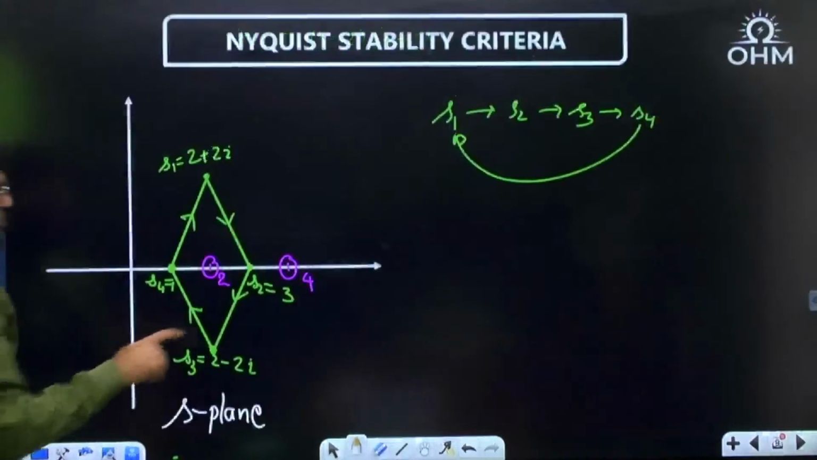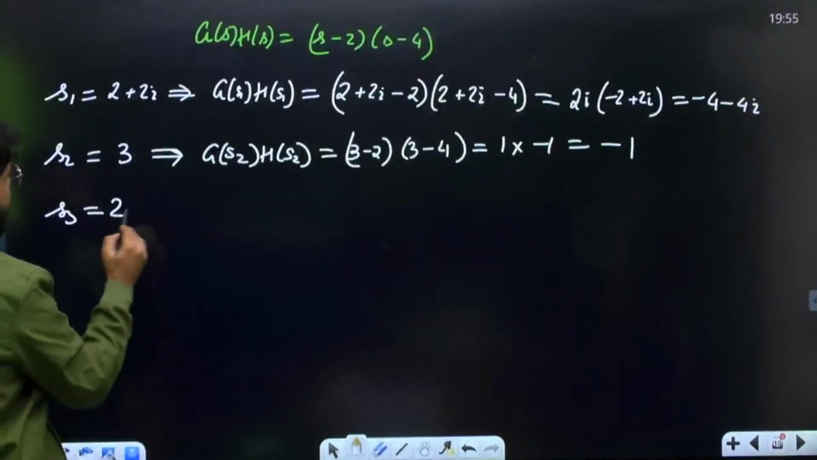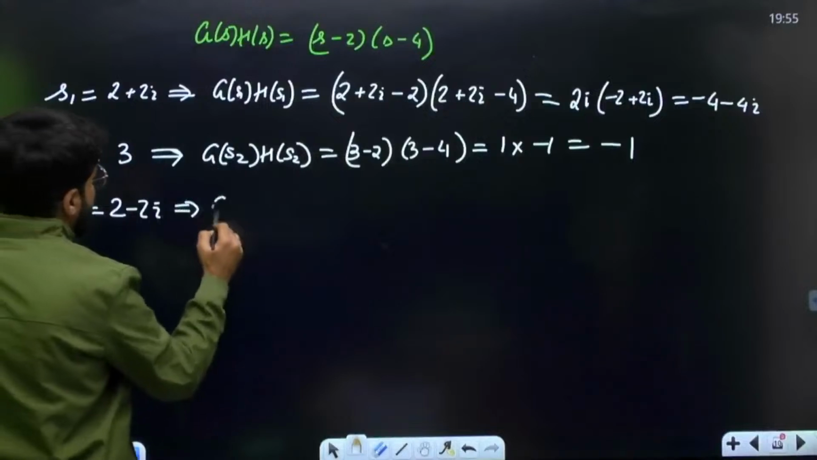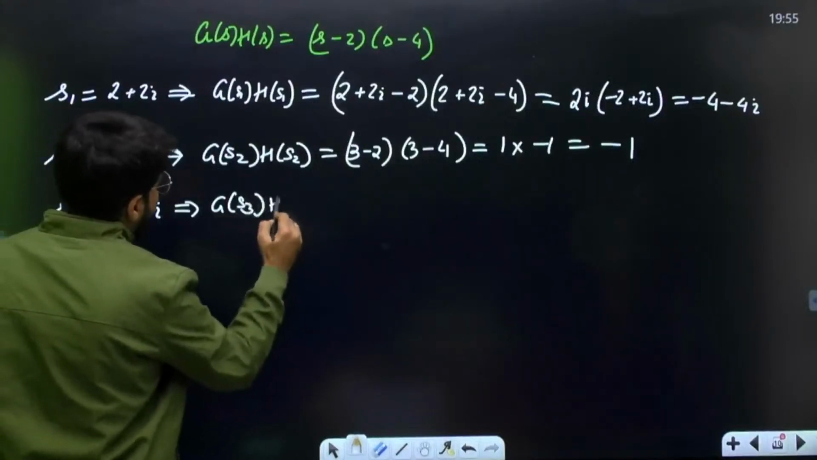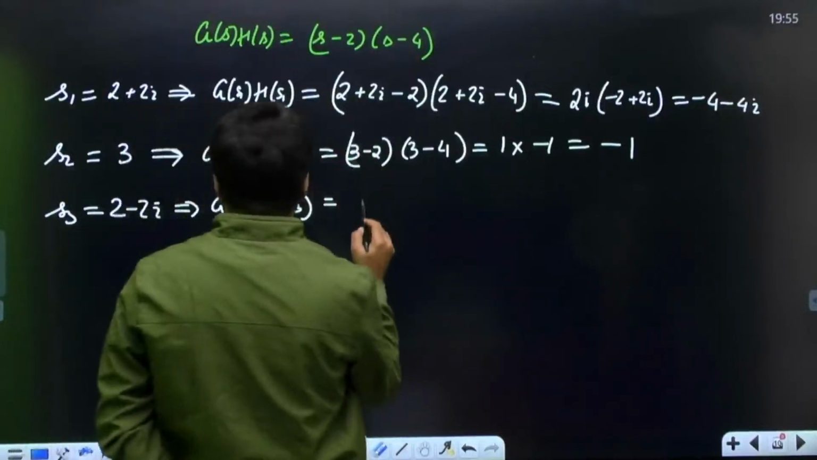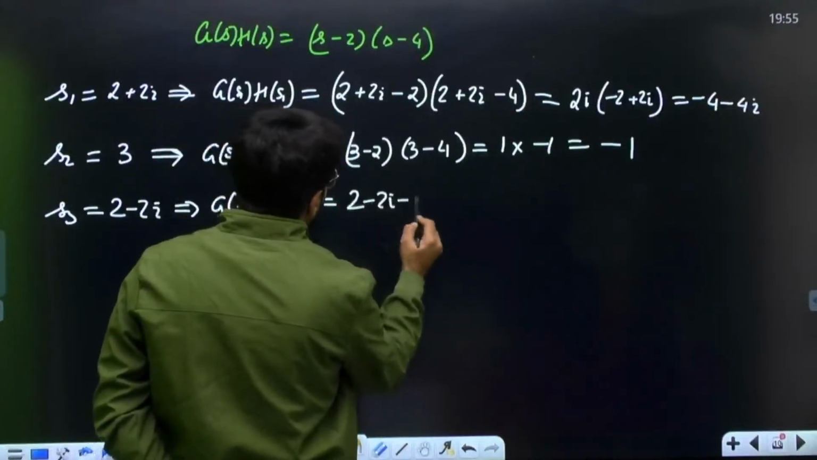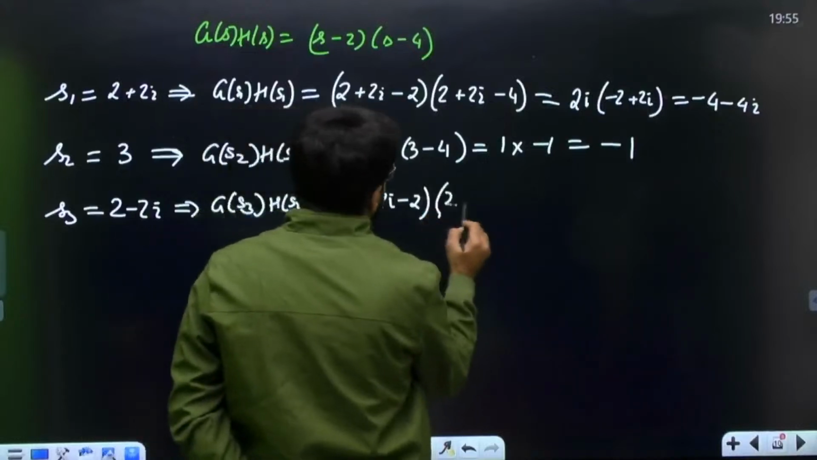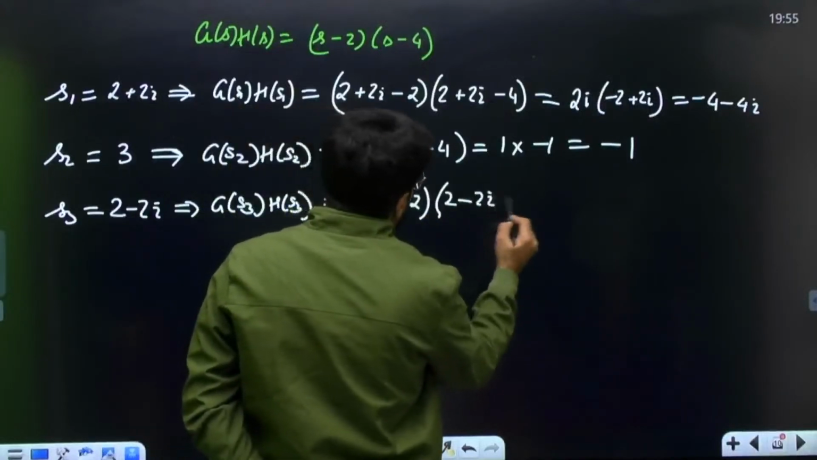What is the S3 value? 2 minus 2i. Okay. What is G(S3)H(S3)? So S minus 2: 2 minus 2i minus 2, and S minus 4: 2 minus 2i minus 4.